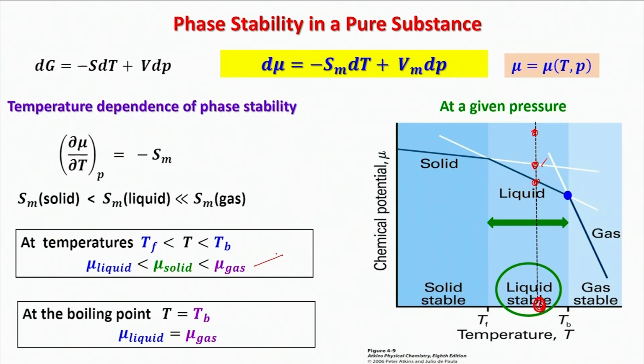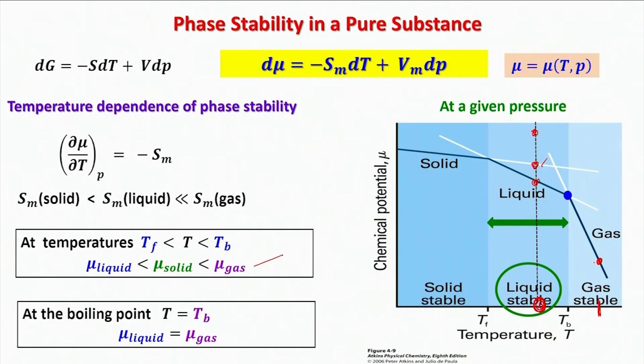Now, what happens if you are at a temperature in this range somewhere here? Now, by this temperature, the mu versus T plot of gas has ensured that the gas has the lowest value of mu, and therefore following the same train of logic, we would say that this is where the gas phase is going to be most stable.